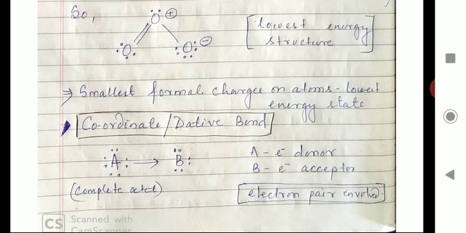Then we talked about the coordinate or dative bond, and the nature of the electron donor and the electron acceptor, I mean the electron pair donor and the electron pair acceptor. And how it is different from the covalent bond.